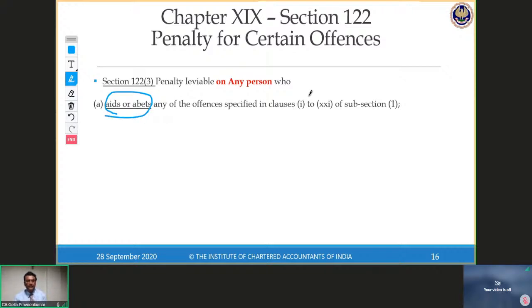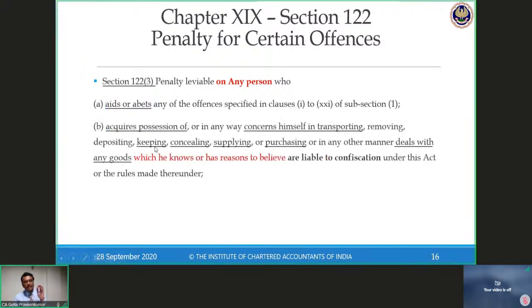Coming back. 122.3 clause A: acquires possession of or in any way concerns himself in transporting, removing, depositing, keeping, concealing. All this is in relation to goods which are liable for confiscation. So there is always a culpable state where there are parties who support a transaction.